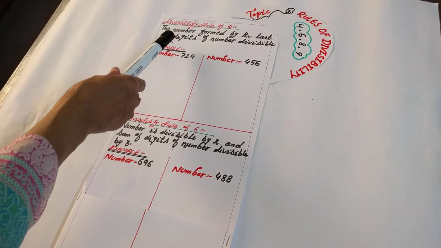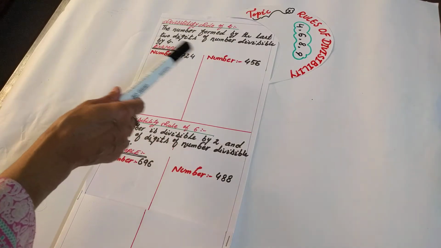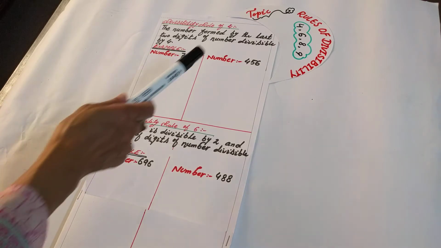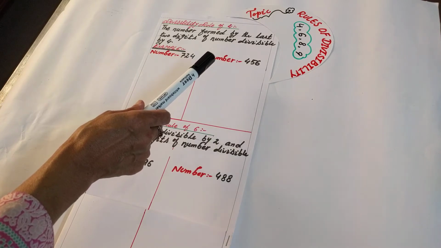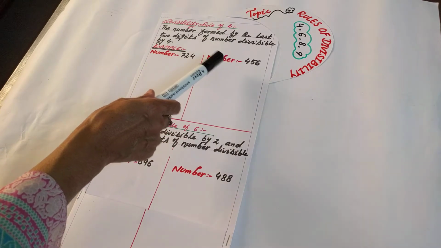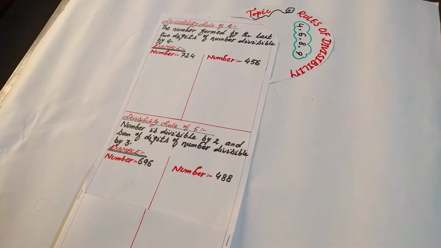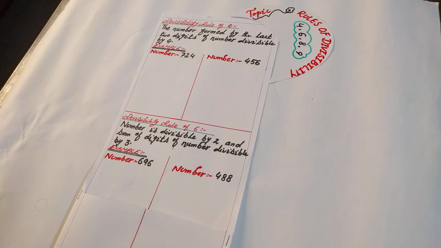The first one is the divisibility rule of 4. What is the rule? The number formed by the last two digits of the number should be divisible by 4. It means that in the given number, if the number formed by the last two digits is divisible by 4, then the whole given number will be divisible by 4.